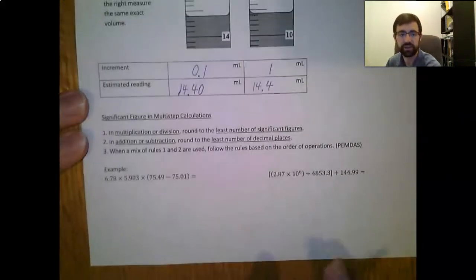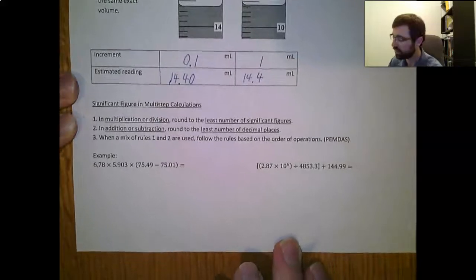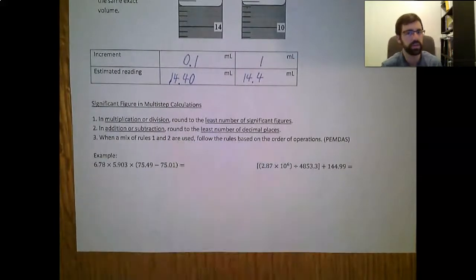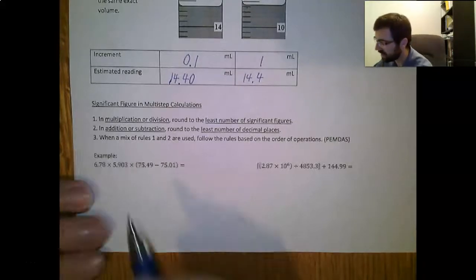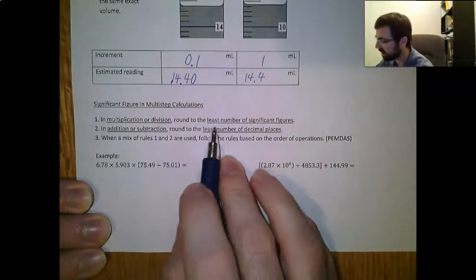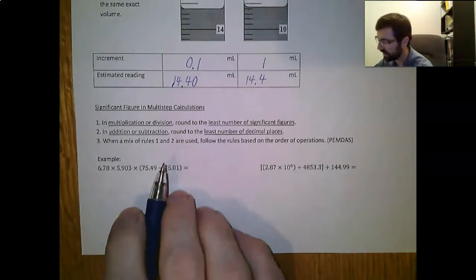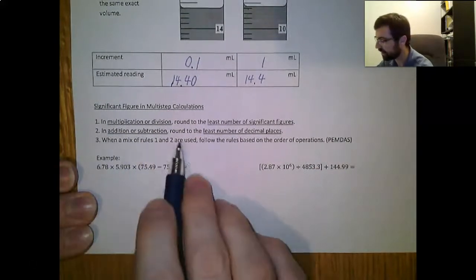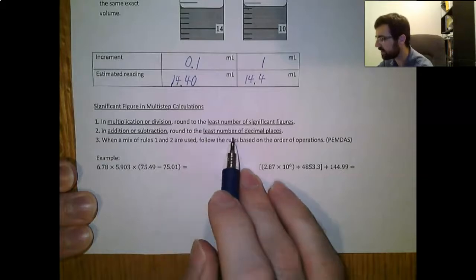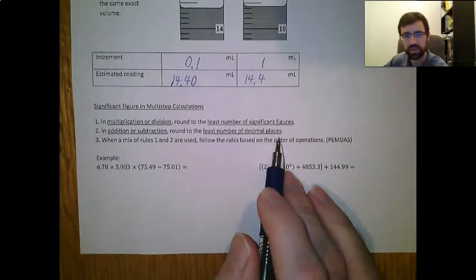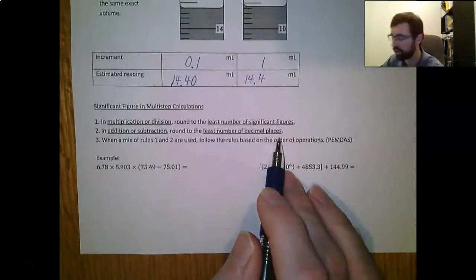Now we have significant figures in multi-step calculations. This part's a little bit new. We did talk about significant figures, but we didn't really focus on what to do if we have multiple calculations. You had some of them over the summer homework though, so let's go through that. In multiplication or division, you're going to round to the least number of significant figures. We already know that. In addition or subtraction, you're going to round to the least number of decimal places. That's the one a lot of students forget, but you already know that from pre-AP chemistry.